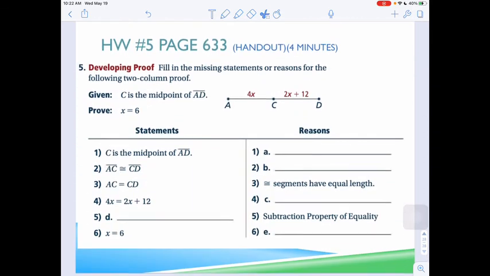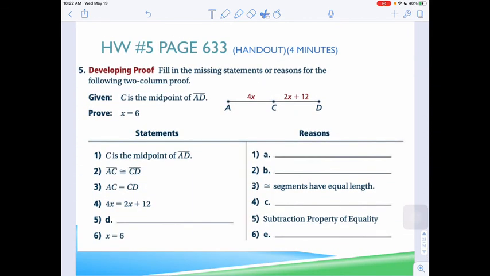And now I would like you to try homework number 5 on page 633. Fill in the missing statements or reasons for the following two-column proof. We are given that C is the midpoint of segment AD, and we are trying to prove that x equals 6. So some of the missing pieces are reasons, and some of them are statements. You're going to fill in all 5 missing pieces.